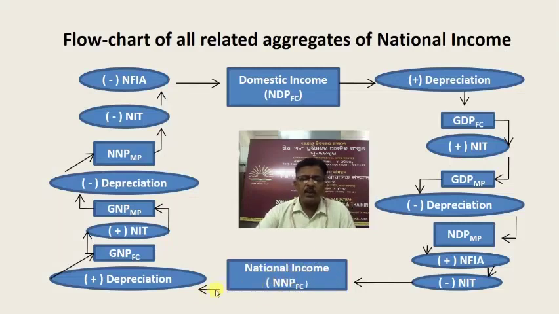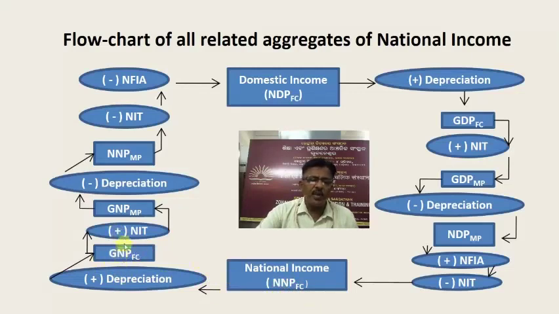From NNP at factor cost, if you want to derive GNP at factor cost, what will you add? Now from net you want gross. So NNP plus depreciation is GNP at factor cost. That means from net to gross, depreciation will be added to the net, then only it is gross.